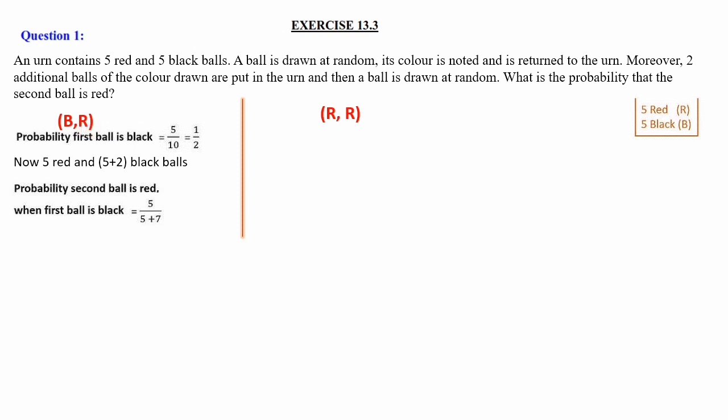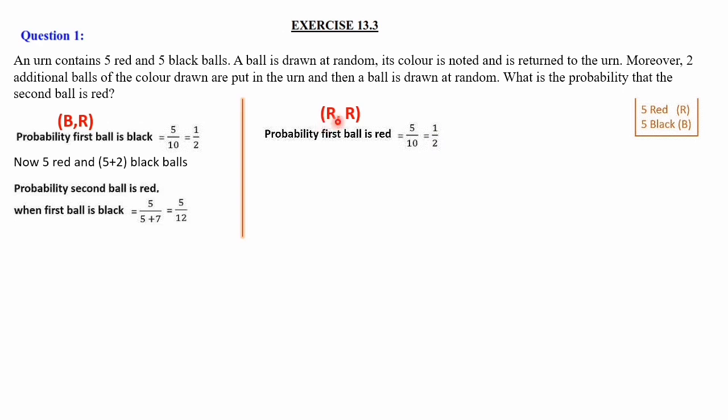So total here 5 red balls are there, 7 black balls are there. So we are going to choose a red ball. So 5 divided by total, now 5 plus 7, 12. So 5 divided by 12 is the probability. And in the second case, first one is a red. Probability of choosing a red ball is 5 divided by 10, 1 by 2.